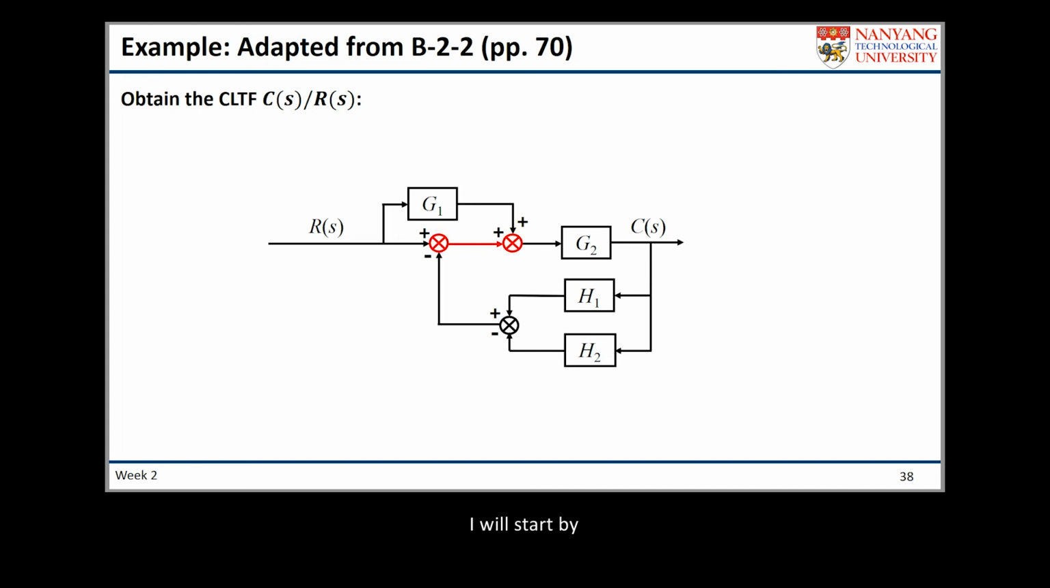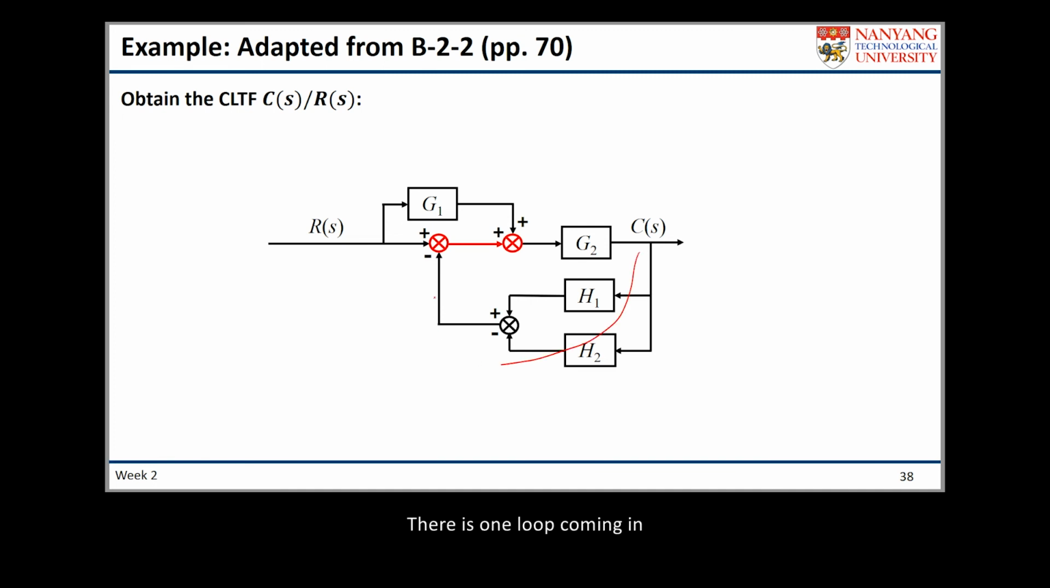I will start by using the second trick that I shared with you before, the swapping of 2 consecutive summing points. If we look at this block diagram, there are 2 consecutive summing points where, if we swap them, we can solve the tangled problem here. So if you look at this, there is a kind of tangled problem.